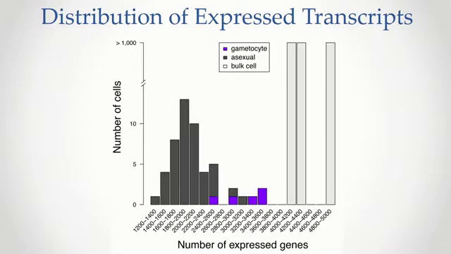So in terms of what we see is you can see that on the bulk cell level, you see many more genes that are expressed. And then when you look at the single cells, the gametocytes show higher transcript expression than the asexual cells. And they're showing, instead of showing above 4,000 transcripts expressed, they're showing between 1,000 to 3,000.